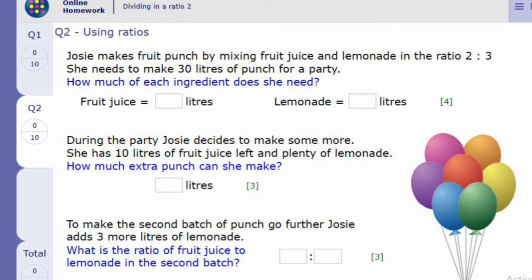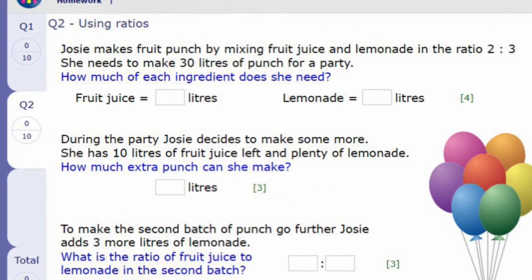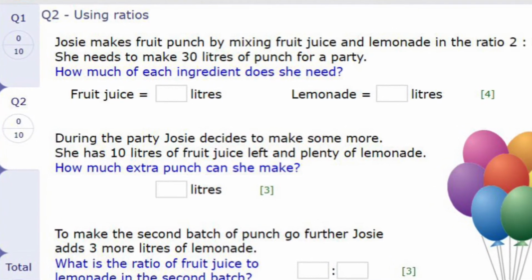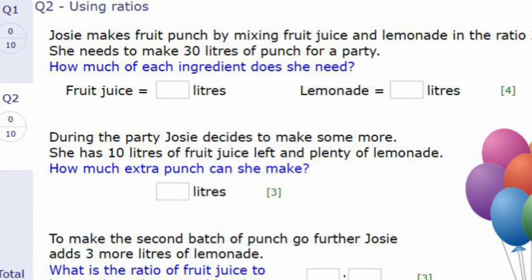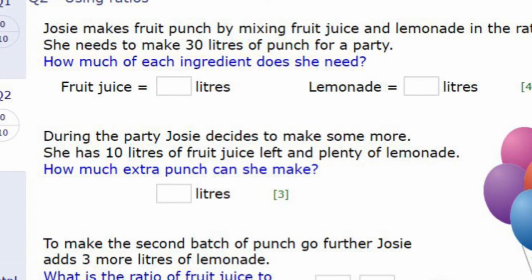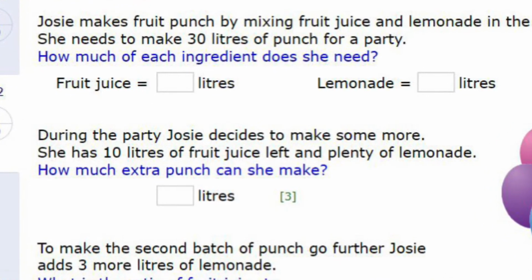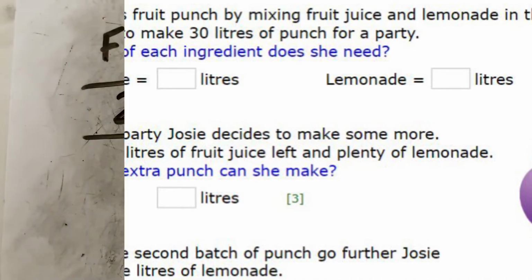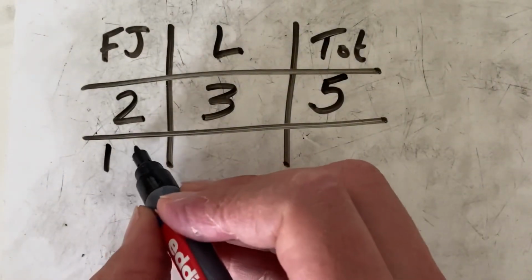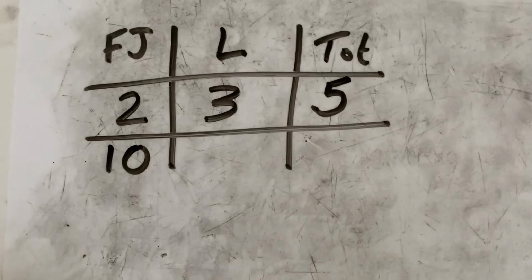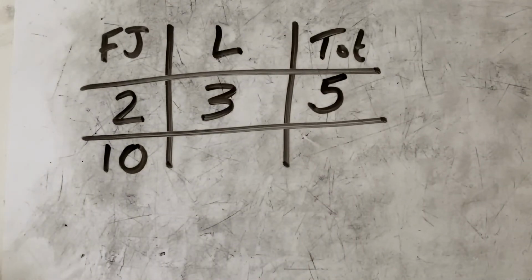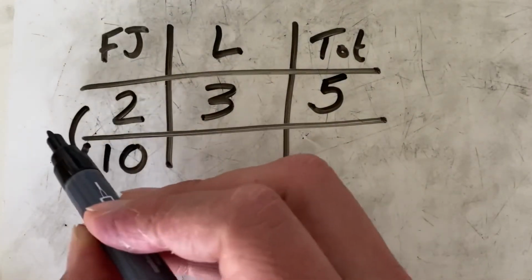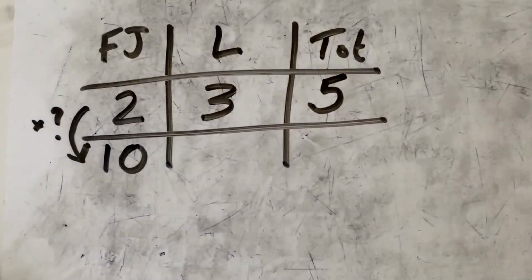Part 2 then. During the party, Josie decides to make some more. She has 10 litres of fruit juice left and plenty of lemonade. How much extra punch can she make? Let's have a look at how we do that using the grid. For this part, it now says she has 10 litres of fruit juice, plenty of lemonade, meaning that's limitless. How much can she make in total? So now you would have to work out what you'd multiply by 2 lots of fruit juice to get 10 lots of fruit juice.